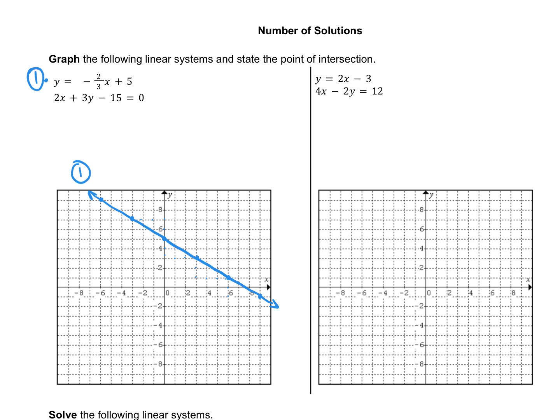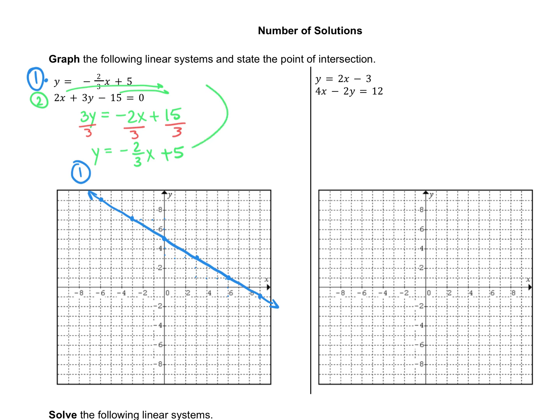Now let's look at the second line. The second line is in standard form, so I do have to rearrange it into y equals mx plus b form. So I'm going to start off by bringing the 2x and the negative 15 over to the other side, so that we have 3y equals negative 2x positive 15. And now I'll divide both sides by 3. And we end up with y equals negative 2 over 3x plus 5.